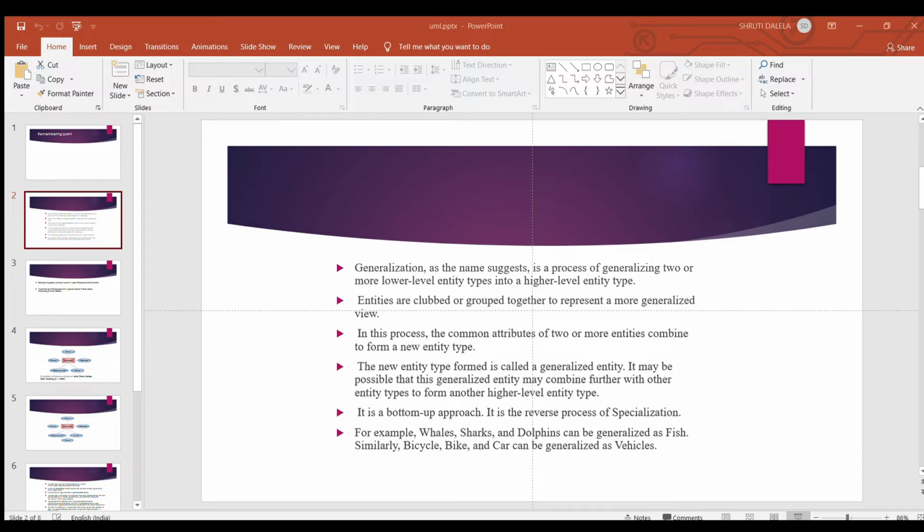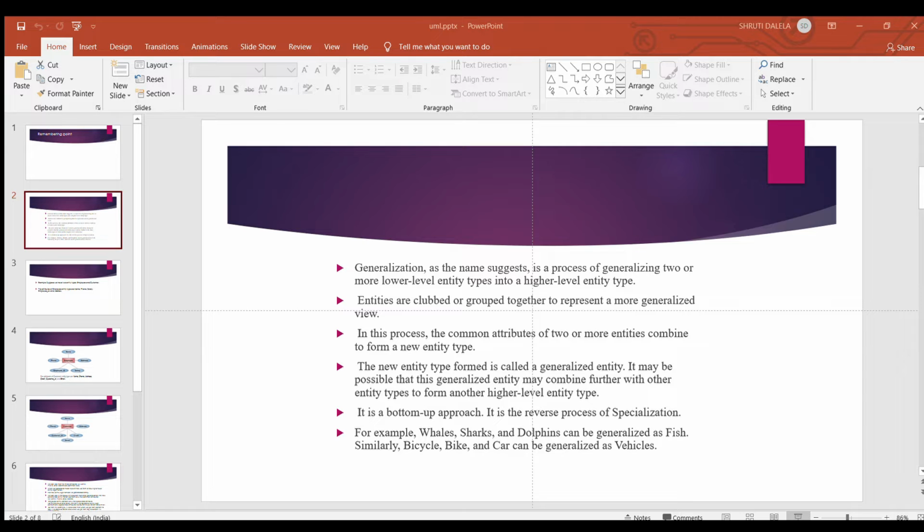Generalization, as the name suggests, is the process of generalizing two or more lower level entity types into a higher level entity type. ये जनरलाइज करता है दो या दो से ज्यादा लोअर लेवल एंटिटी टाइप को एक हायर लेवल एंटिटी टाइप में. To present a more generalized view, the entities are grouped together. Entities को ग्रुप कर दिया जाता है एक साथ. In this process, the common attributes of two or more entities combine together to form a new entity type.